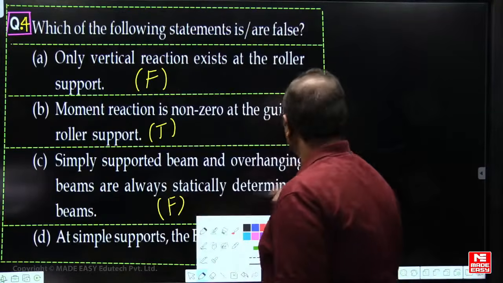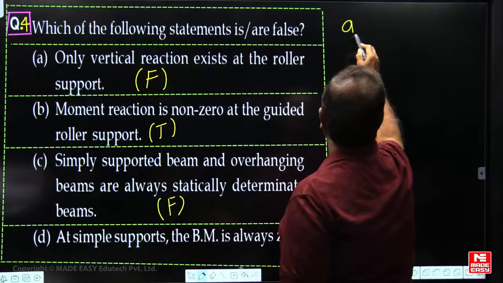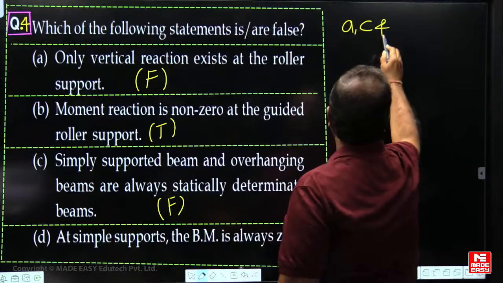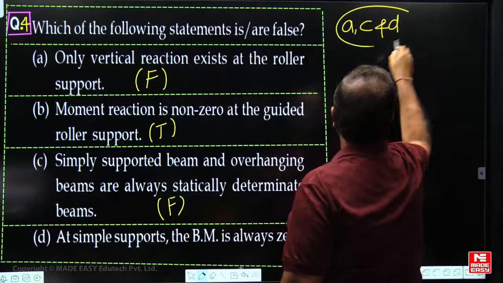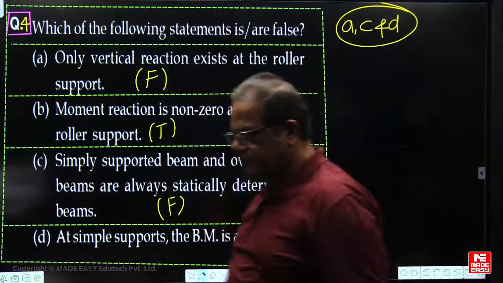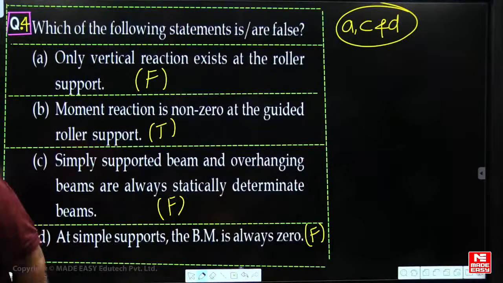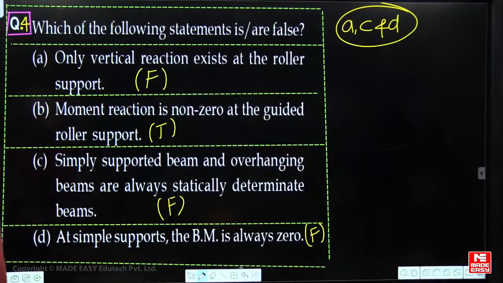ACD. Has anybody given ACD? MacRock has given it. MacRock 4807, ACD is given. Good. Only one friend I found has given the correct answer.